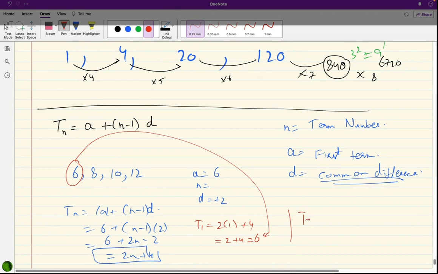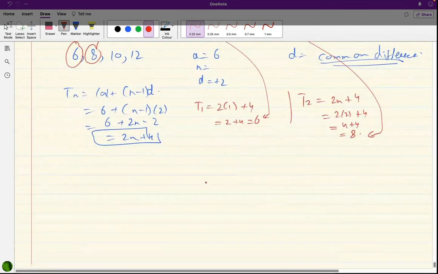Another attempt. T2 is 2n plus 4. So plugging in 2, 2 times 2 is 4 plus 4 is 8. So yes, this formula is correct for 6, 8, 10, and 12.